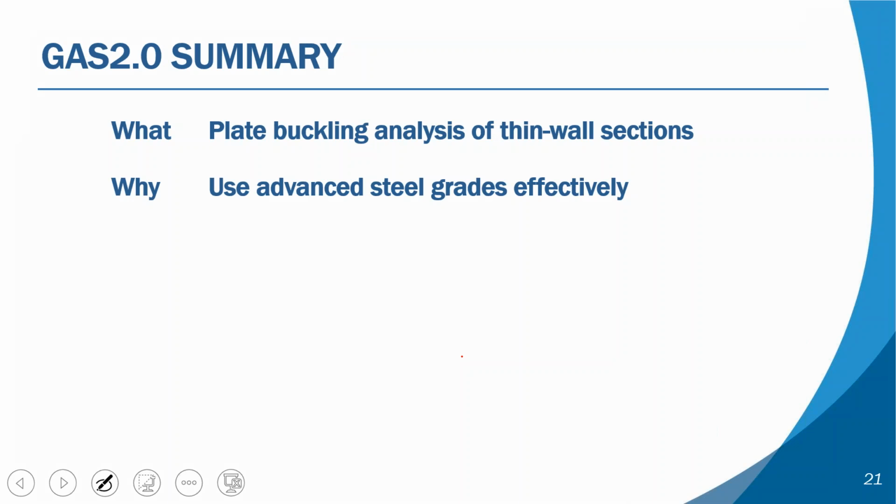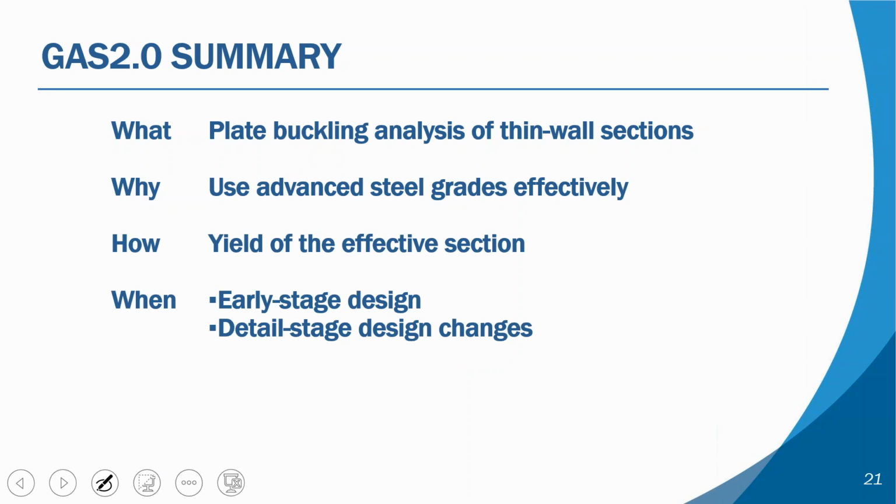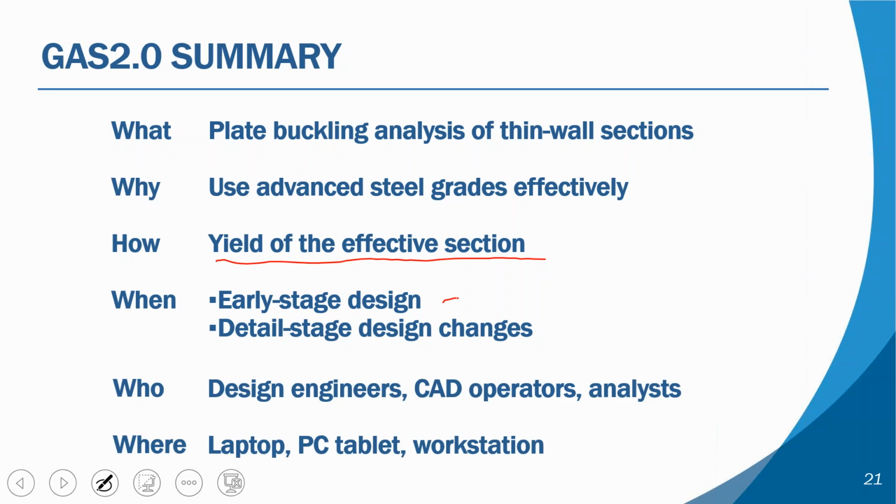So just to summarize, what we've been talking about is this idea of plate buckling analysis of thin wall sections. Why is it important? Really, when we begin to use advanced steel grades with higher yield stress and tensile stress, we really need to understand the geometry of the section and how it influences buckling behavior. So this whole idea of yield of the effective section is a really nice way to visualize what's happening in a section under loads. We see again that it's useful both in the early and detailed design stages.